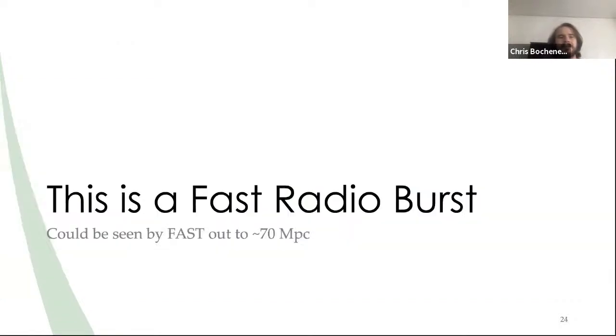So now I want to switch gears a bit and be a bit provocative, that we should be including fast radio bursts in this class of neutron stars, and try to convince you that perhaps most fast radio bursts come from magnetars like those in the Milky Way. And the first question you might ask is, how far out could this burst have been seen? And is it visible from extragalactic distances? And the answer is yes. It could have been seen by FAST out to about 70 megaparsecs. So we can tick that box.